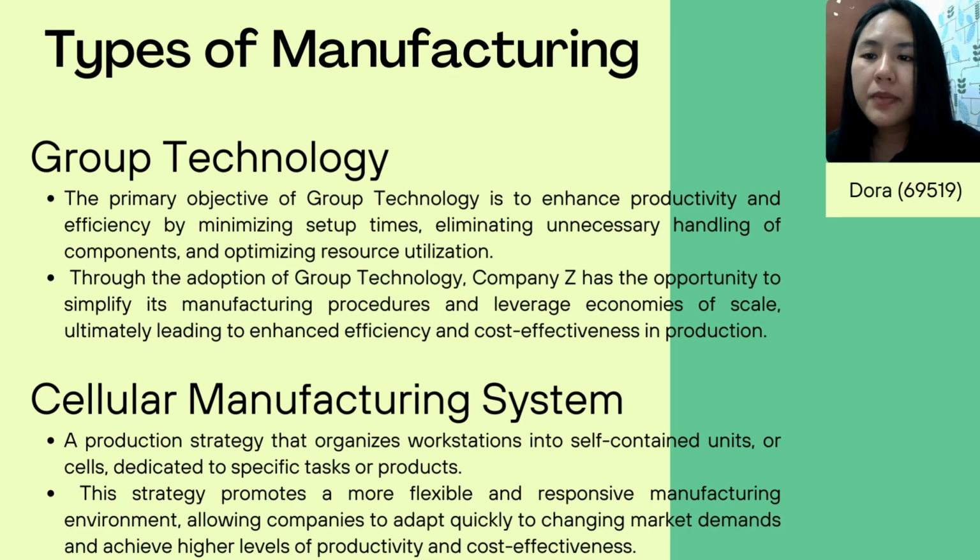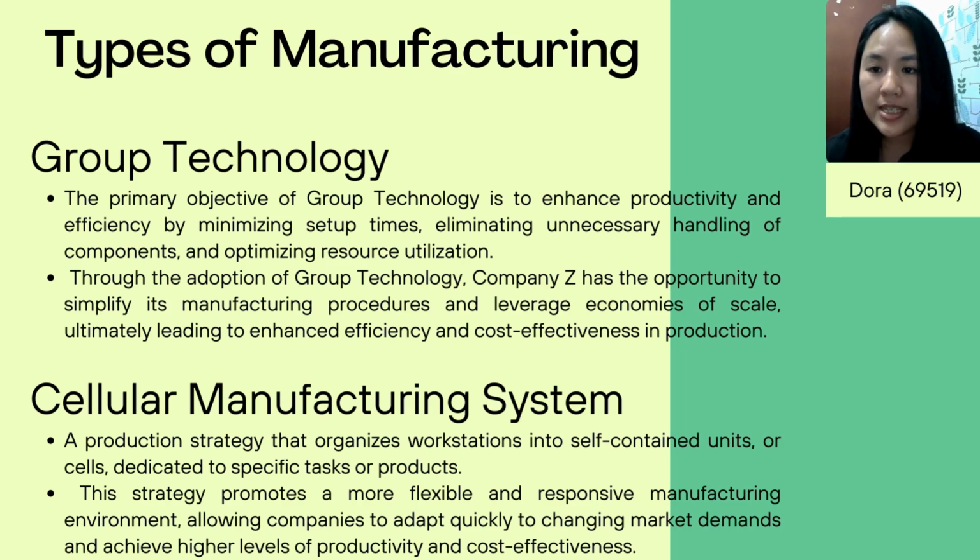produced item. The primary objective of group technology is to enhance productivity and efficiency by minimizing setup times, eliminating unnecessary handling of components, and optimizing resource utilization. Through the adoption of group technology, Company Z has the opportunity to simplify its manufacturing procedure and leverage economies of scale, ultimately leading to enhanced efficiency and cost effectiveness in production.